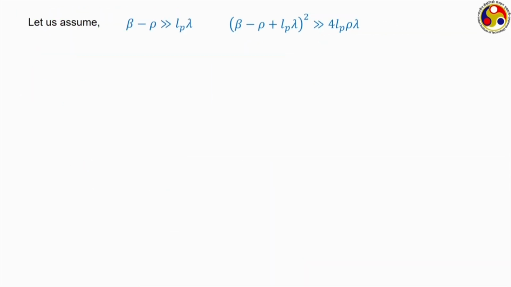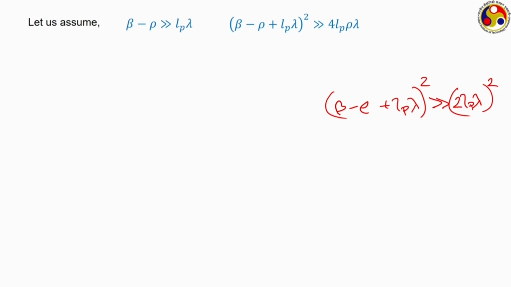So, now we are taking a couple of assumptions. The first assumption is that beta minus rho is significantly larger compared to this product of LP and lambda, and the second one is that beta minus rho plus LP lambda, whole square of that, is significantly larger than 4 LP into rho into lambda. Actually, the second one can be obtained from the first one. If you think beta minus rho is greater than LP lambda, and we add LP lambda on both sides, then it becomes twice of this, and now if I take a whole square of this, we should also get a whole square of this quantity.